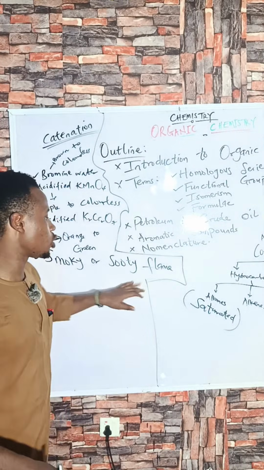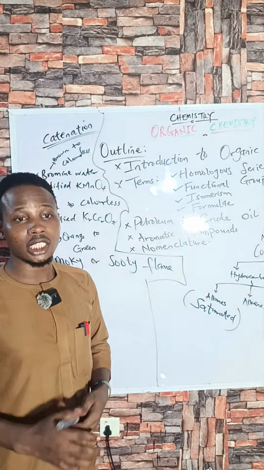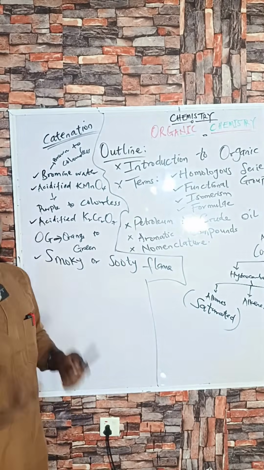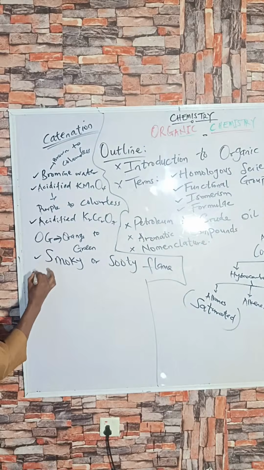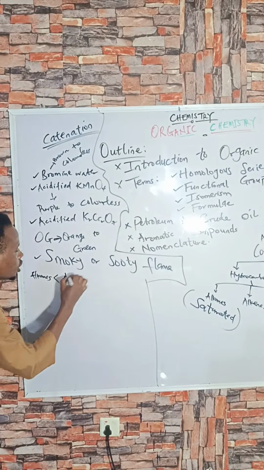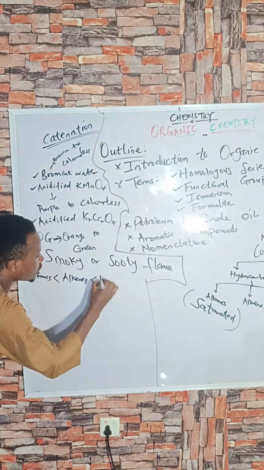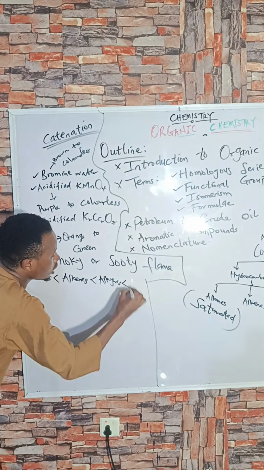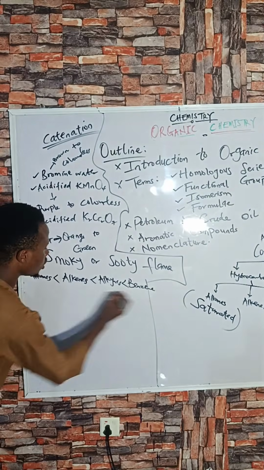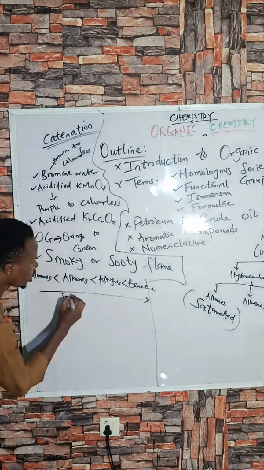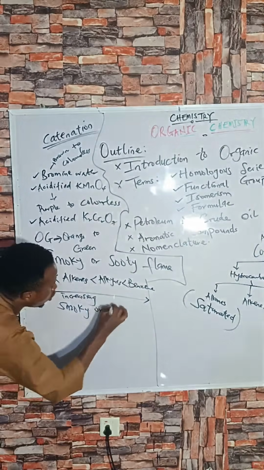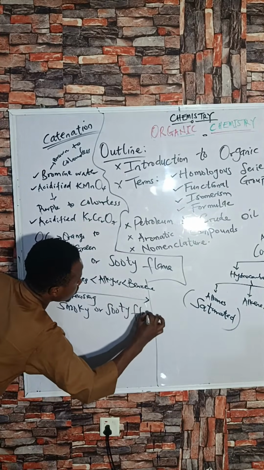testing for unsaturation. Now you may also want to rank them. You may also want to rank them in terms of how much smoky flame they will give. So alkane will give us the least smoky flame. It is less than you see in your alkenes, less than you see in your alkynes, and then the one that is greatest will be in your benzene or aromatics. So this is for increasing smoky or sooty flame.